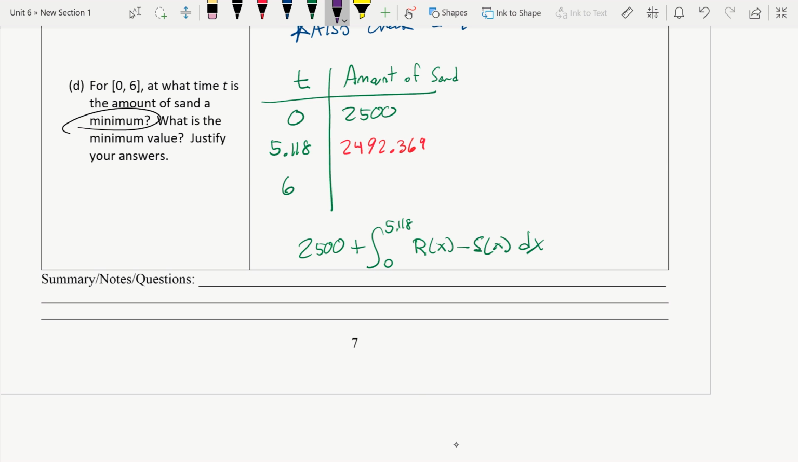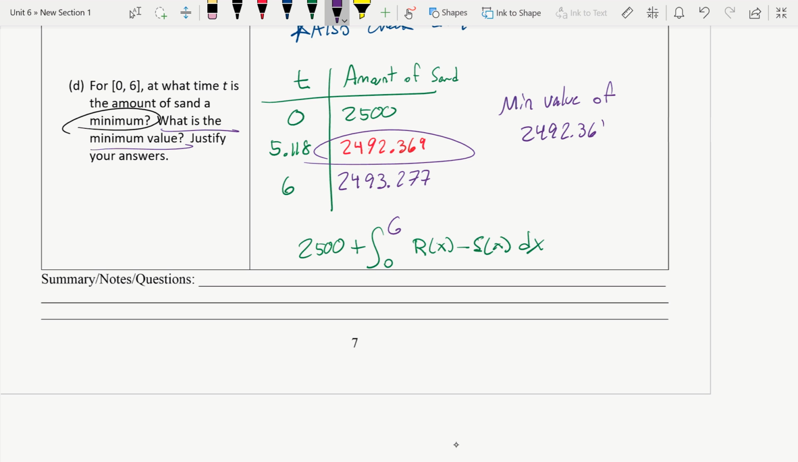Punch it in again with 6 as your upper limit. See what the answer is this time. 2493.277. Double check the question. What was it? What was the minimum value? The minimum value is this one. So let's see, 2492.369 yards cubed of sand when t equals 5.118 hours.